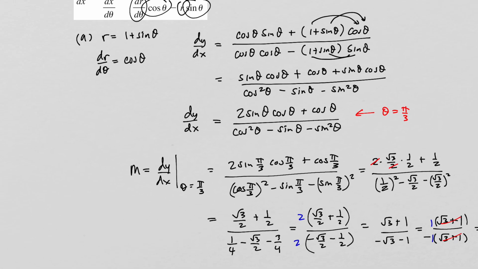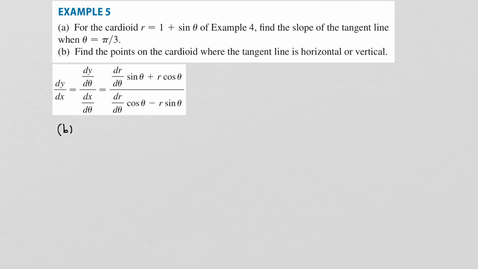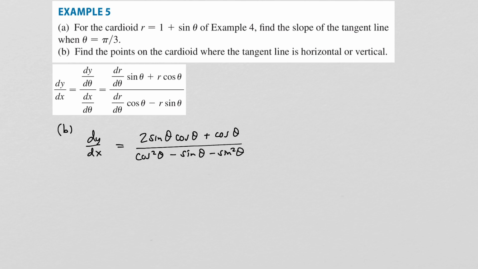Okay, let's take a look at part B. For part B, it says find the points on the cardioid where the tangent line is horizontal or vertical. So let's remind ourselves what the derivative is. For the tangent line to be horizontal, we need the numerator of the derivative to equal 0. And for the tangent line to be vertical, we need the denominator to be 0.